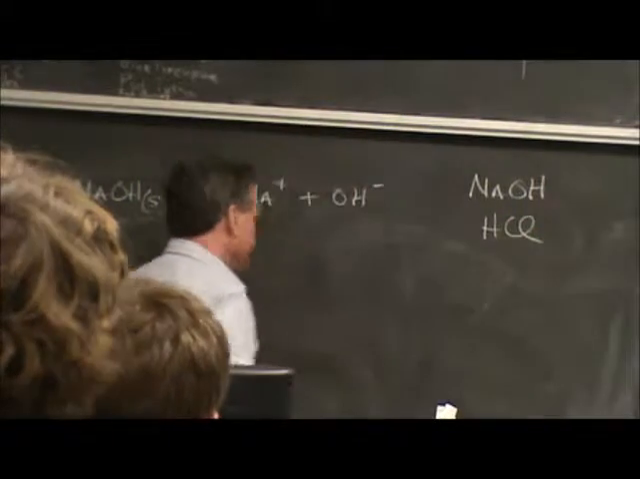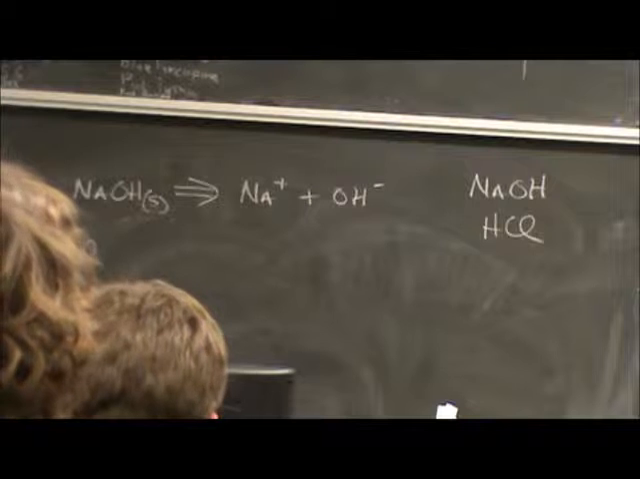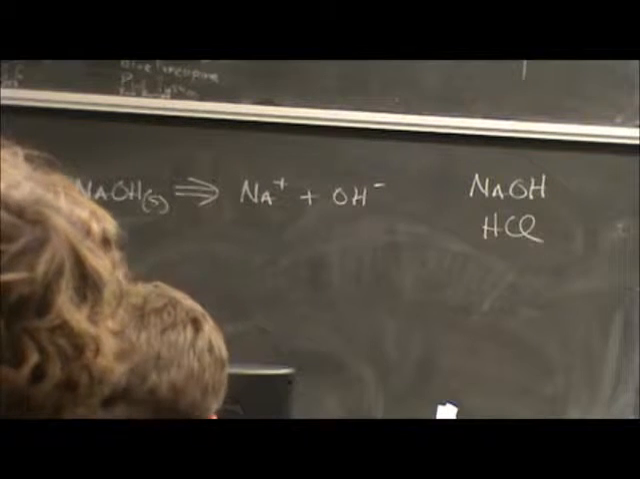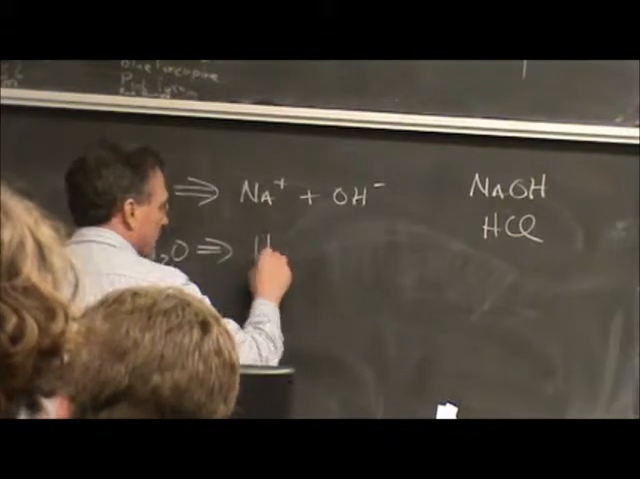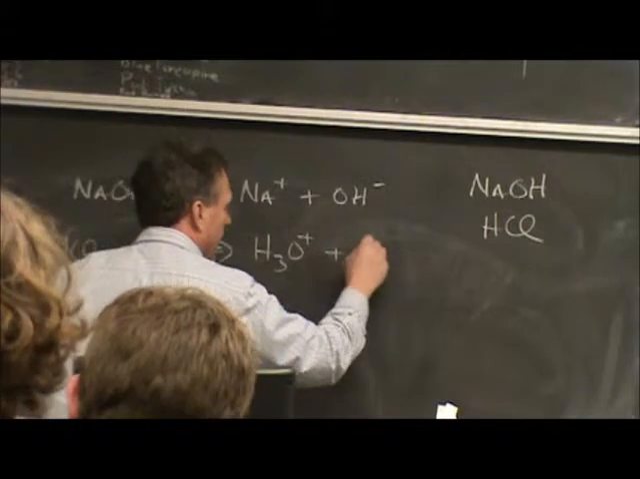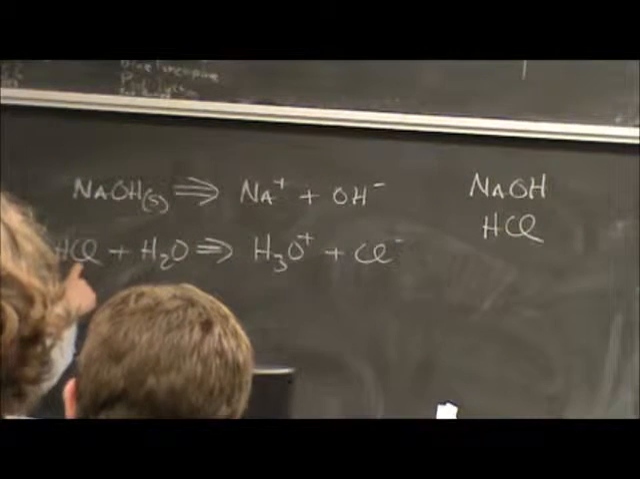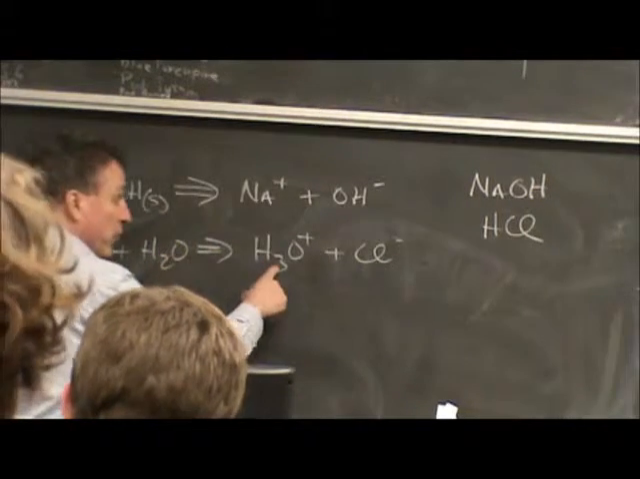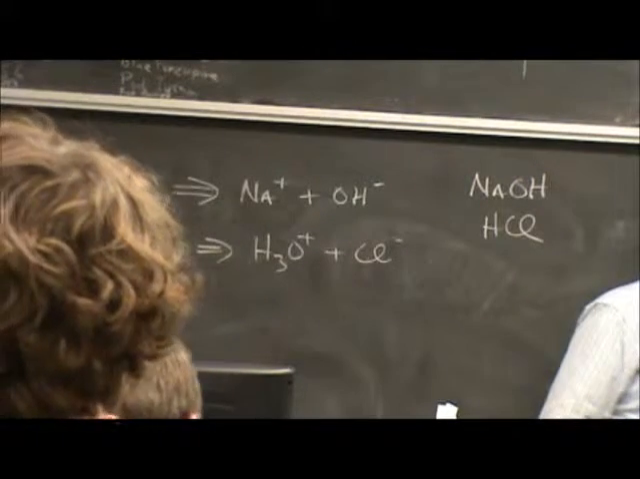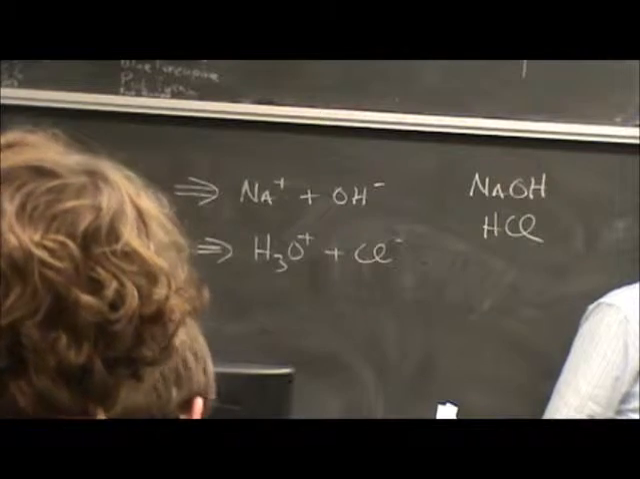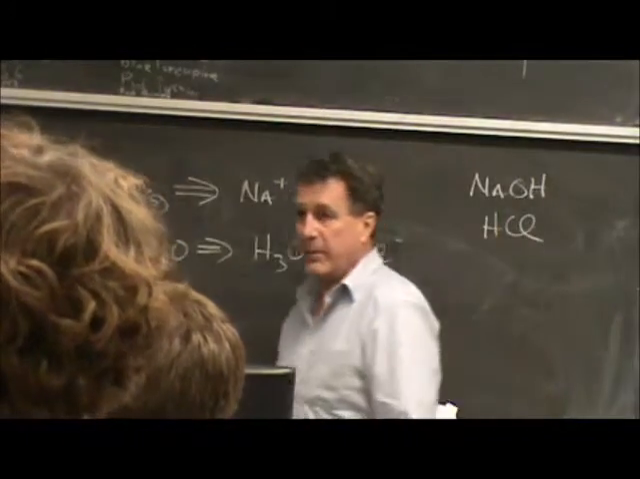Adding HCl. Does HCl contain hydroniums or hydroxides? It does not. But we know that HCl will react with water to make hydronium ions and chloride ions. So if I add HCl to water, hydronium concentration will increase, hydroxide concentration will decrease, and the pH will go down as a result of the higher hydronium concentration.